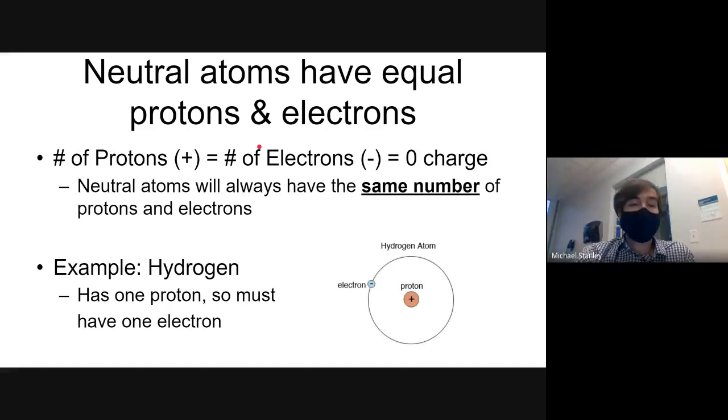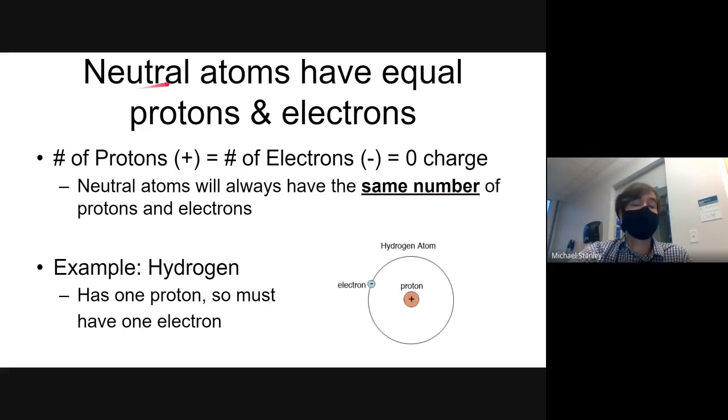Thank you. So, like I said, in our class, we're not going to worry about different types of atoms called ions that have more electrons or less electrons. We're just going to focus on neutral atoms, which means that the number of protons and the number of electrons is going to be the same.